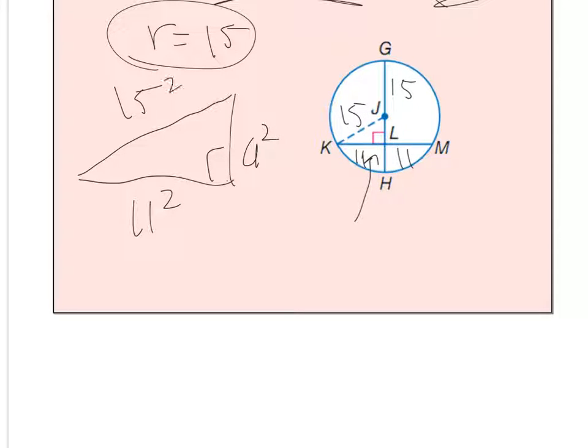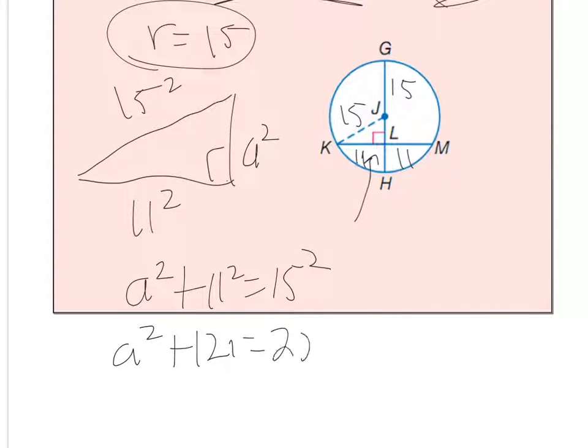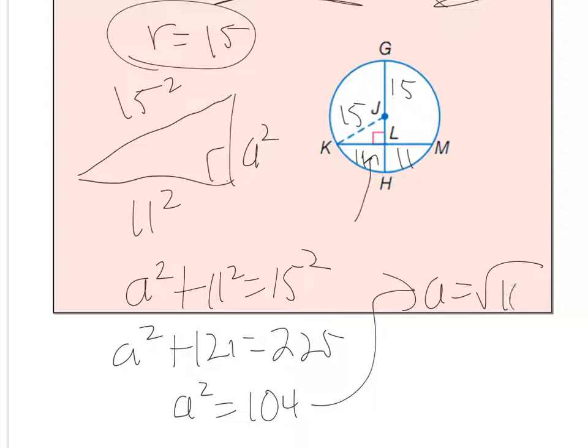So a squared plus b squared equals c squared. So a squared plus 11 squared equals 15 squared. So a squared plus 121 will equal 225. So a squared will equal 104. So a is going to equal the square root of 104. As a decimal, if you really want to go that route, it's not really cool.